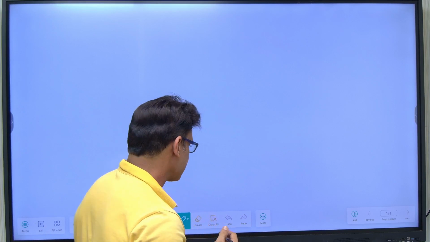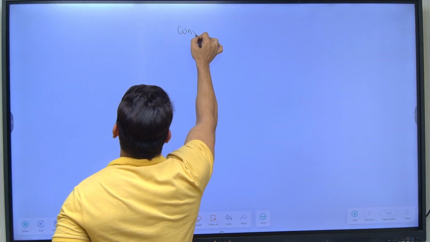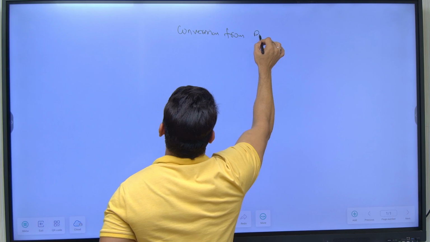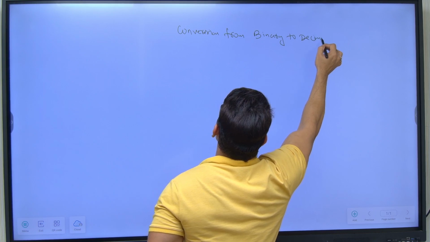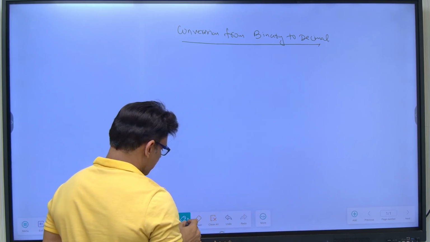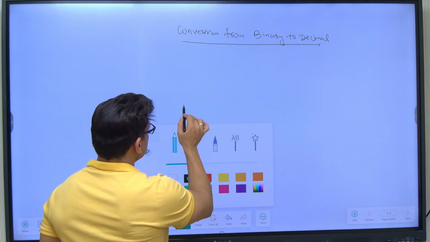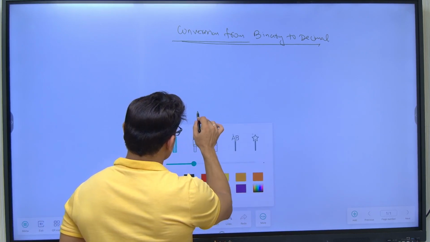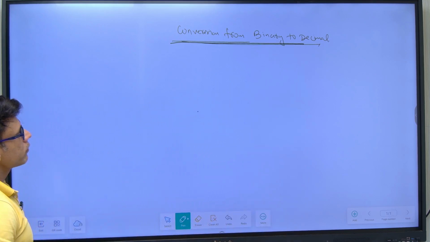The name of the topic is conversion from binary to decimal and decimal to binary. So it's basically the base system. Right? Base system. So what happens in the base system?